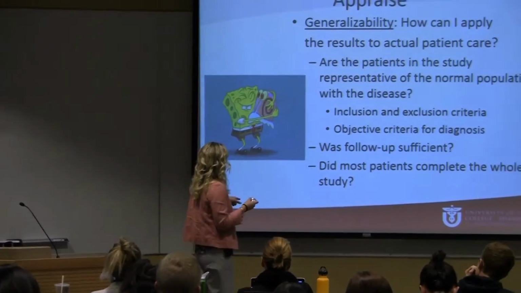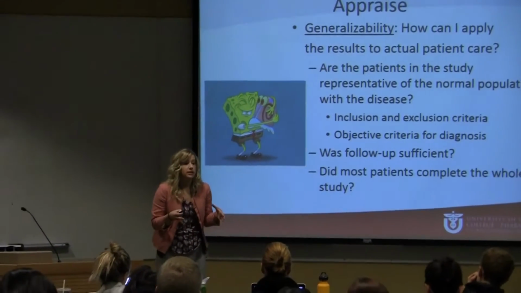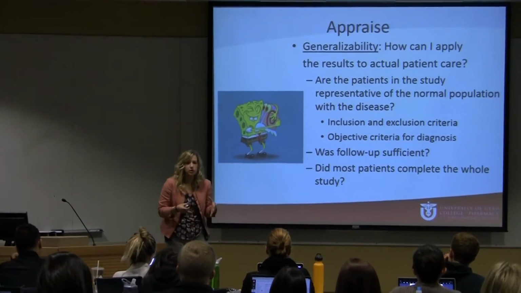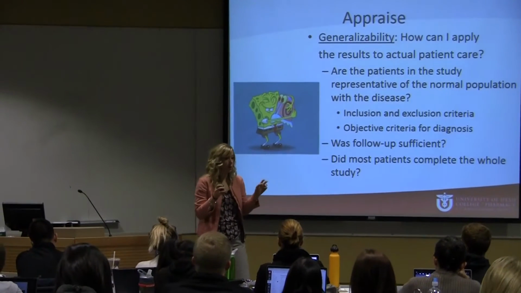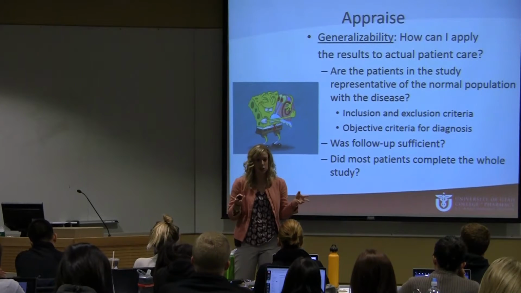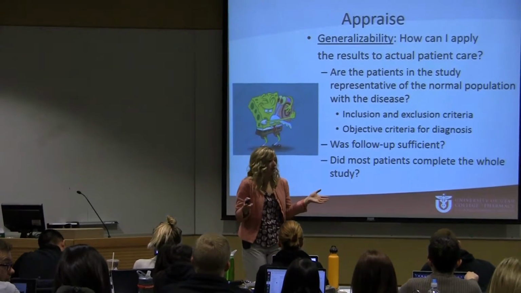So the inclusion and exclusion criteria. Who did they include is also important. Did they include the right patients? Did they include the patients that actually have the disease? Did they use the right gold standard test to determine whether someone has the disease or not? So was this patient diagnosed?